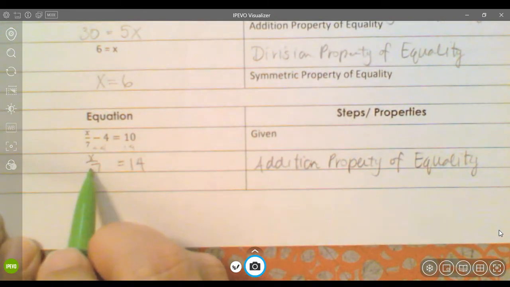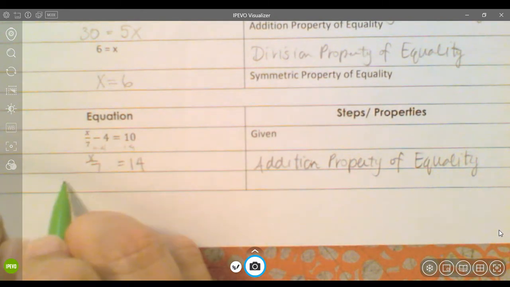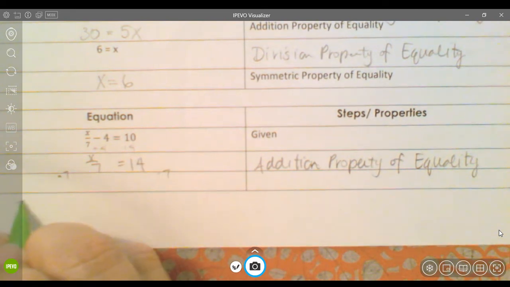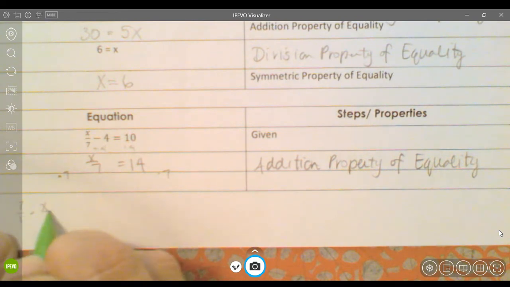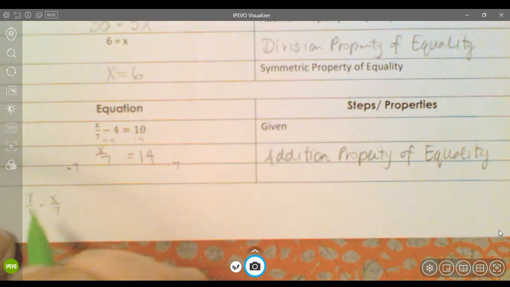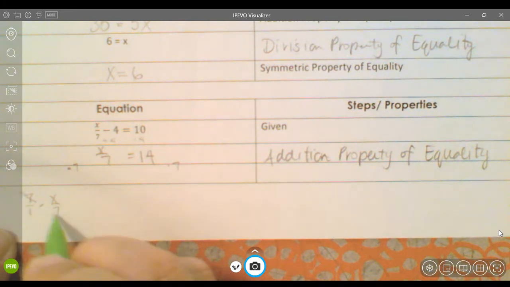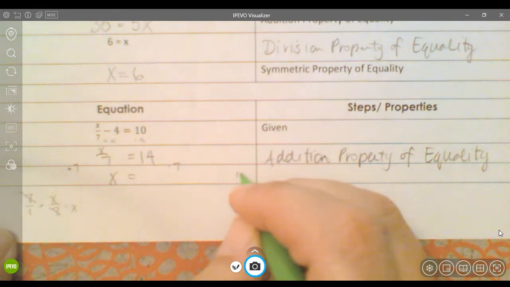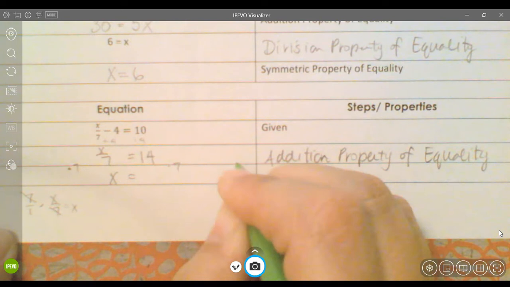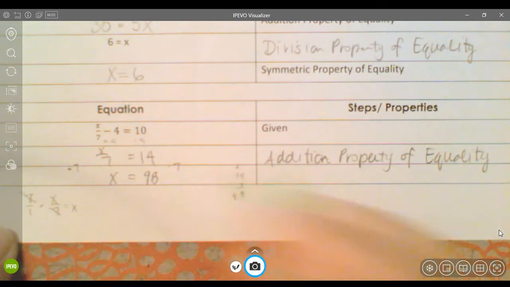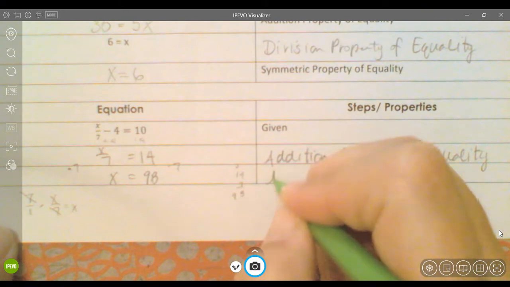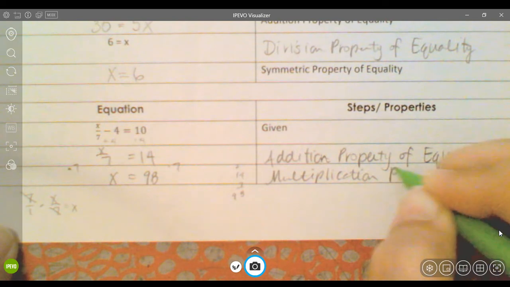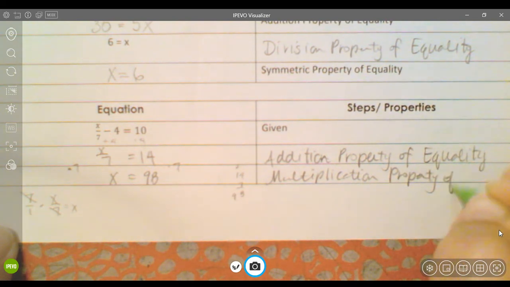All right, my last step. They divided x by 7, so I'm going to multiply times 7 on both sides. And check this out. If I take 7 times x divided by 7, y'all, we so just did this. The 7 divides out the 7. I'm left with x. So I get x equals, and then 14 times 7 is 98. And what property let me multiply on both sides? Multiplication property of equality.